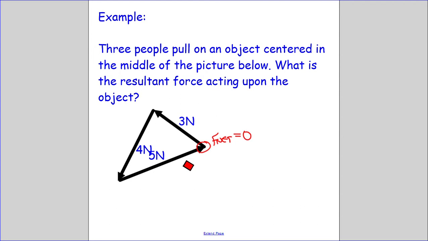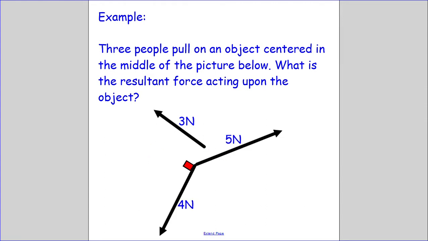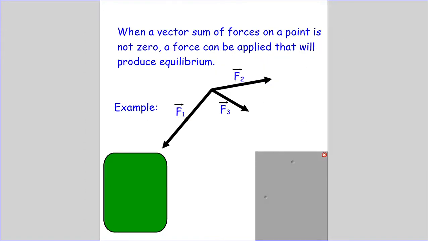So basically, what we're saying is that these three forces, the way that they are right now, are in equilibrium. All of them are pulling in opposite directions, so they're not going to go anywhere. They're going to be in equilibrium. So when the vector sum of forces on a point is not zero, then a force can be applied that is going to produce an equilibrium, and we call that the equilibrant or the equilibrium force. So let's take a look at this scenario here, where you can clearly see all three forces are pointing away from an object, pointing in kind of, I want to say, the same direction.